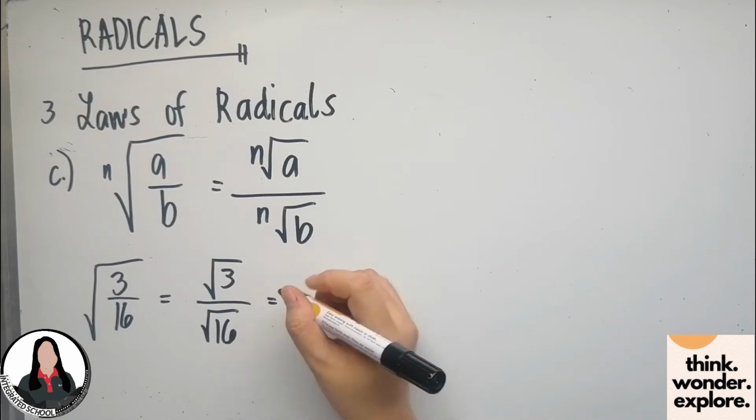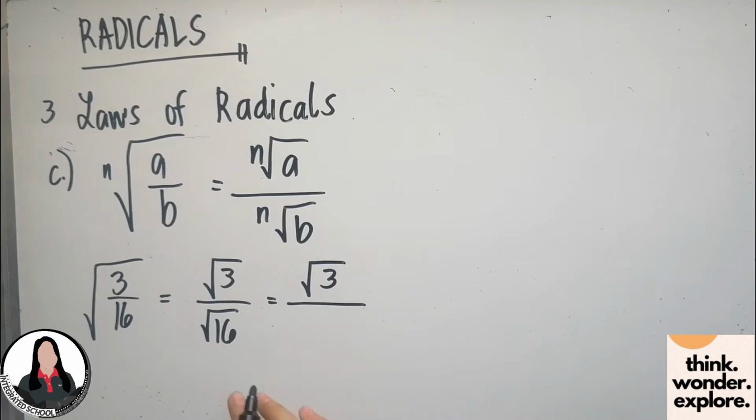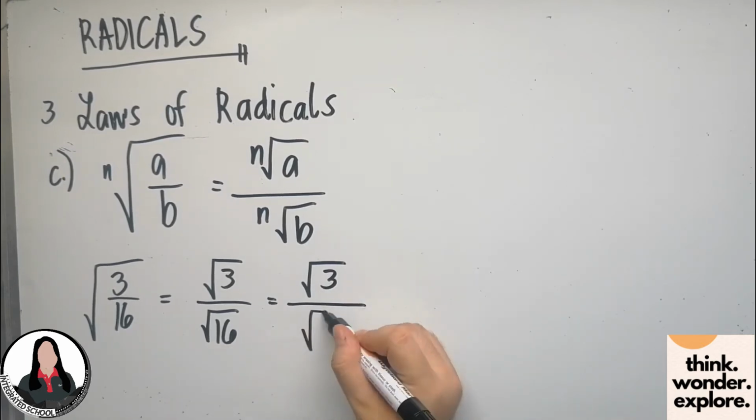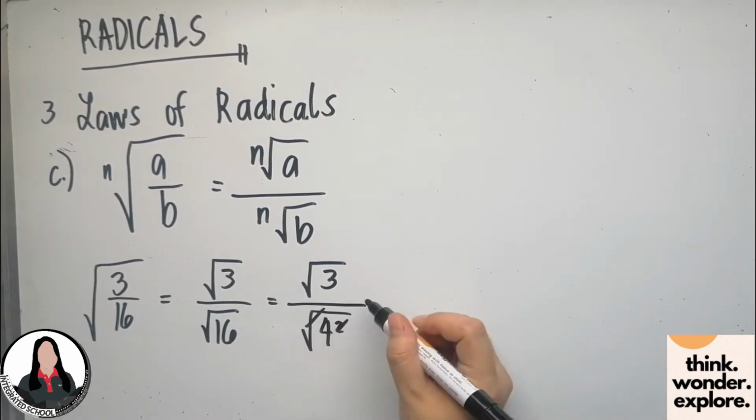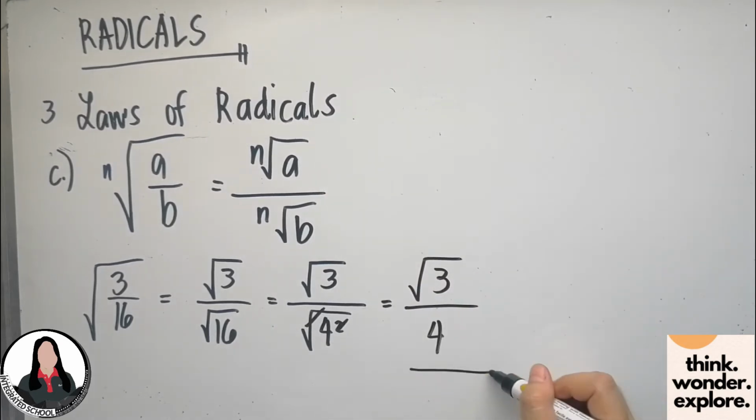Okay? And to simplify, square root of 3, hindi na natin i-simplify because 3 is a prime factor. And then, square root of 16 can be written as square root of 4 squared. This can be cancelled. Therefore, that's square root of 3 all over 4.